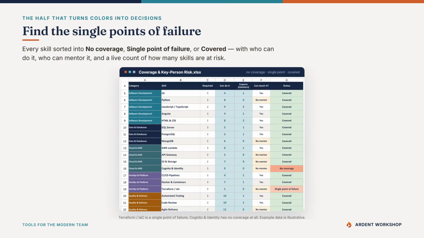This is the tab that earns its keep. Coverage and key person risk counts how many people can actually do each skill at the level you require. When that count is 1, you have a single point of failure. 1 resignation, 1 vacation, and the work stops. The board flags every one of them, so you can fix it on purpose instead of finding out the hard way.